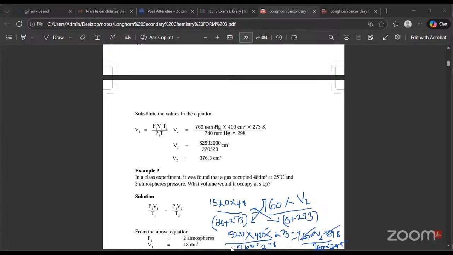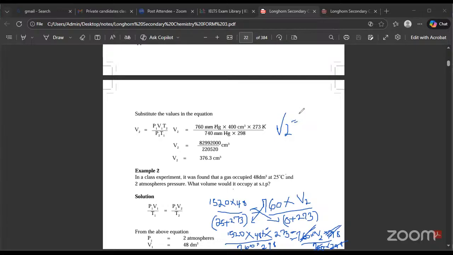Yeah, on the other side, nimecancel za huko. Now on the other side, nimecancel is 760 and 760. This one and this one. So the only thing that is remaining on that side is V2, which is equivalent to 1520.